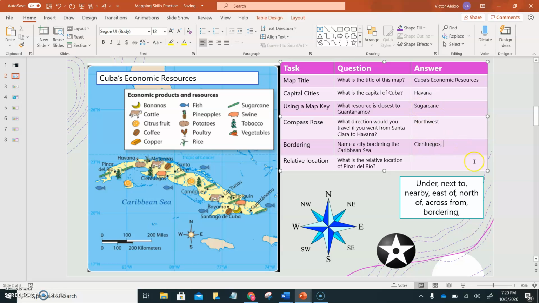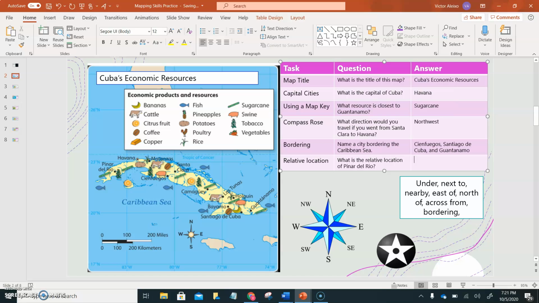If we keep going, you see Camagüey and Bayamo are close, but they're not there. But Santiago de Cuba, the dot is simply right on the sea. It borders it. So Santiago de Cuba. And Guantanamo is pretty close. We'll give it that. Guantanamo is bordering the water. It's right on the water.